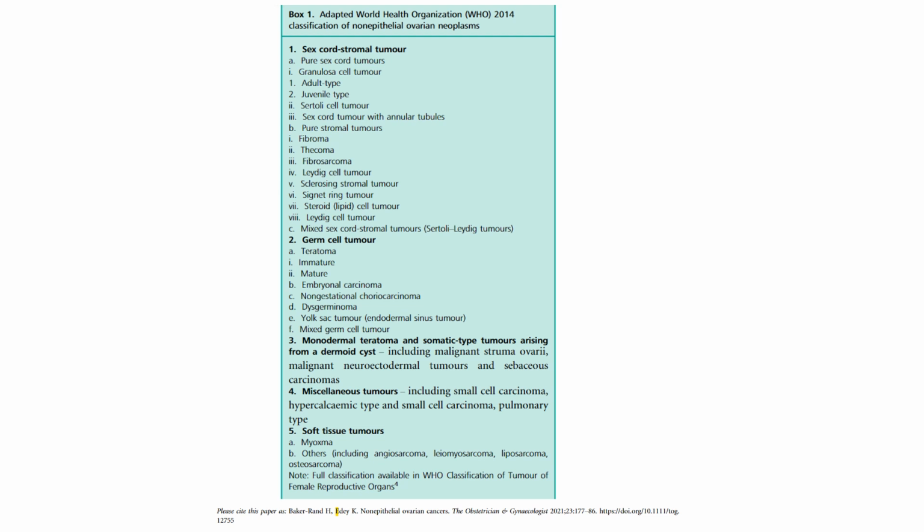Germ cell tumors are teratomas, immature, mature, embryonal carcinomas, non-gestational choriocarcinomas, dysgerminomas, yolk sac tumors, and mixed germ cell tumors. So monodermal teratomas and somatic type tumors arising from dermoid cysts, including malignant struma ovarii, malignant neuroectodermal tumors, and sebaceous carcinomas. Miscellaneous tumors, including small cell carcinomas, hypercalcemic type, and small cell carcinomas, pulmonary type. Soft tissue tumors like myxomas, others including angiosarcomas, leiomyosarcomas, liposarcomas, and osteosarcomas.